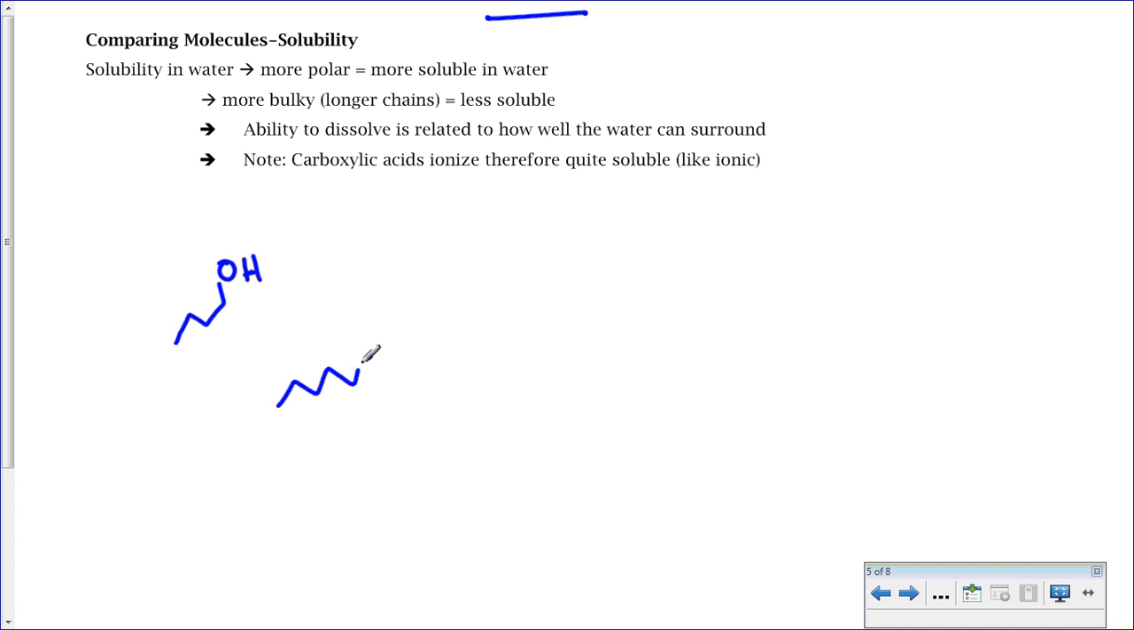When we look at an alcohol that has a longer chain, however, the solubility is going to decrease. Because when we look at this, water can effectively surround the OH and form hydrogen bonds with the OH, but the rest of the molecule is nonpolar. So the longer and more complex the rest of the molecule becomes, the lower the solubility.